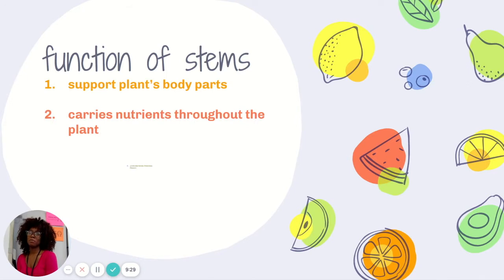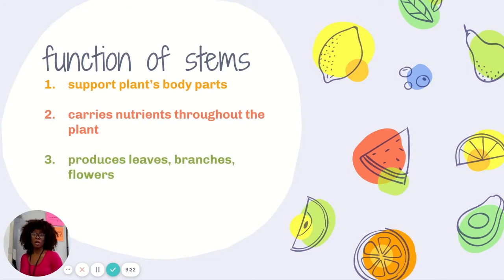So the functions of stems are going to be to support the plant's body parts, right? The reason why you can see flowers sticking up is because there's a stem that holds it up, okay? Stems also, of course, carry nutrients throughout the plant, right? They carry that water throughout the plant. And stems also produce leaves, branches, flowers, fruits, all those pretty things that we see in plants.